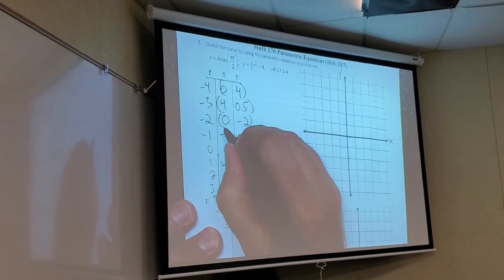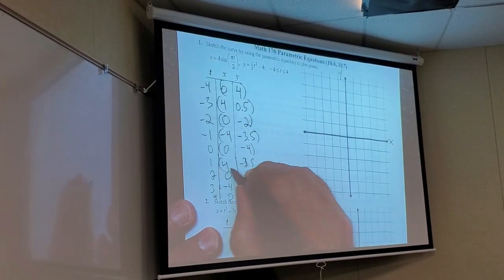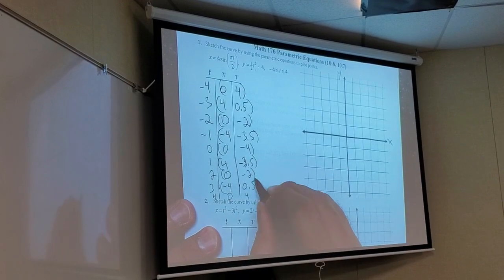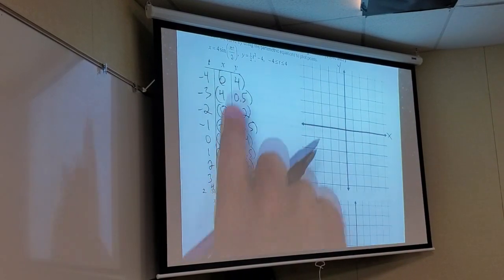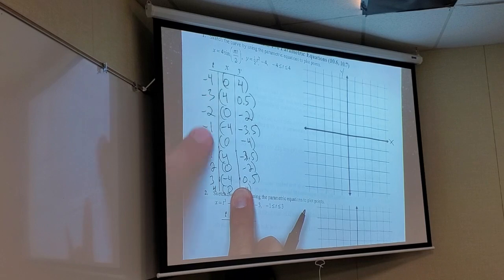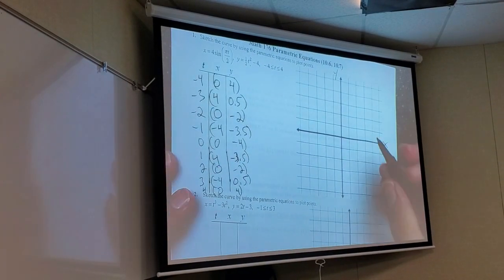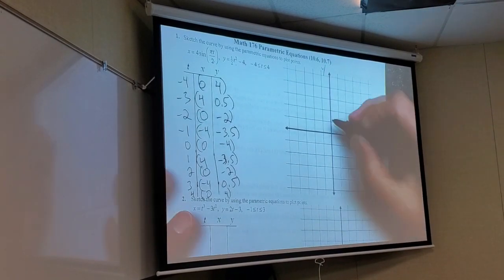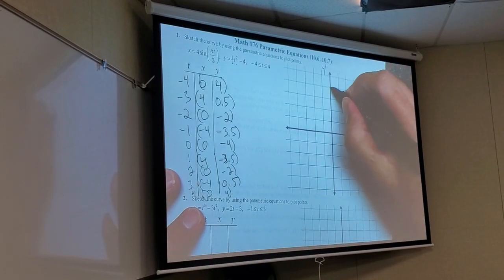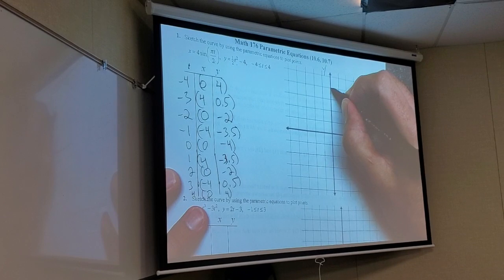So now I'm going to do this for myself. Trust me. Your eyeballs will roam. I kind of do this so that when I look, I'm like, these are my points. So now it's just plotting points. 0, 4.